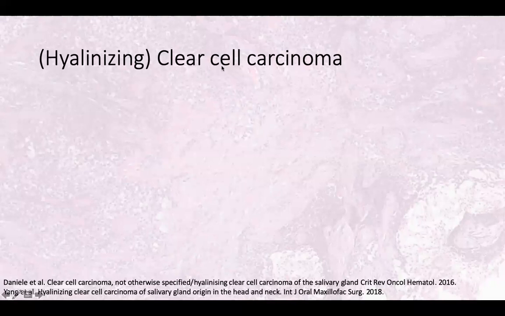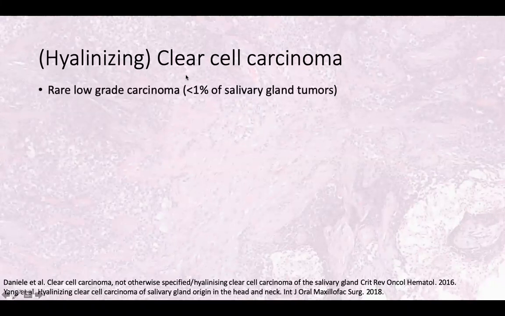So this is hyalinizing clear cell carcinoma. It used to be called hyalinizing clear cell carcinoma. In the new WHO, they just called it clear cell carcinoma. I don't know why they keep changing these names, but whatever. Now it's called clear cell carcinoma. It's relatively rare, quite rare. I've only seen a couple of these in my life, though it's a short life, I'll admit. Less than 1% of salivary gland tumors.